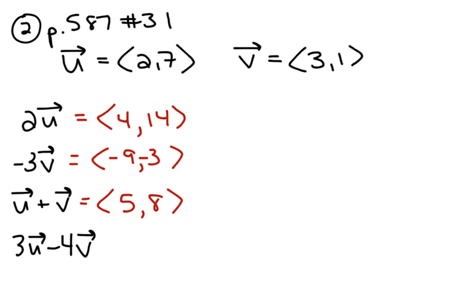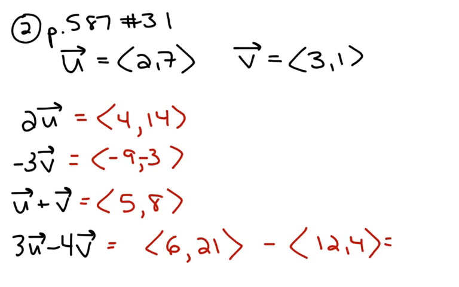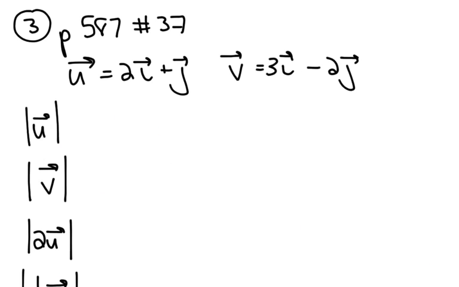<5, 8>. For 3u minus 4v, I'm going to do a little bit more work just to make sure I don't mess it up. I'm going to first find 3u, which is <6, 21>, minus 4v is going to be <12, 4>. Now I'm going to subtract those. 6 minus 12 is -6. 21 minus 4 is 17. So 3u minus 4v would be <-6, 17>.